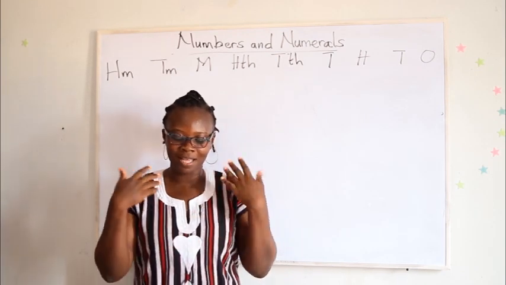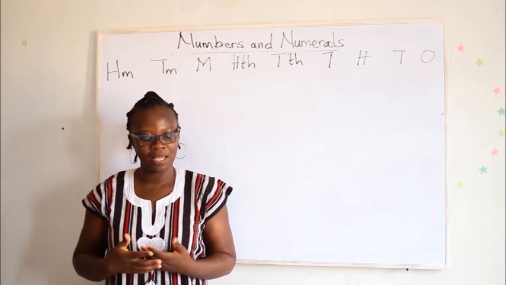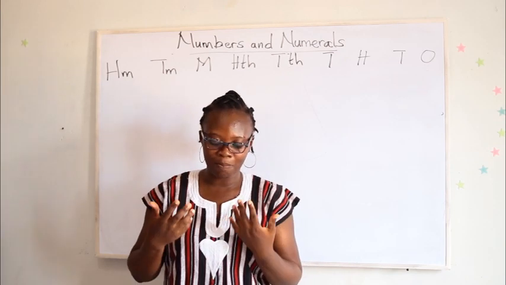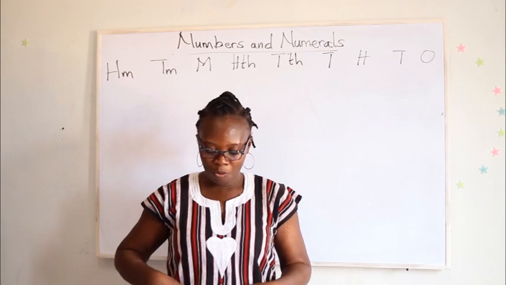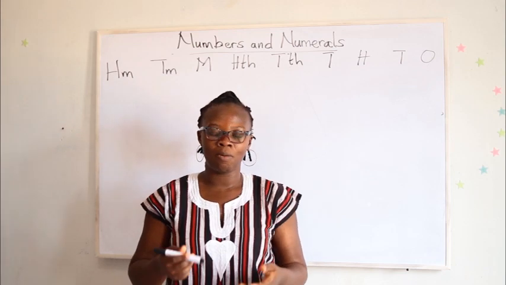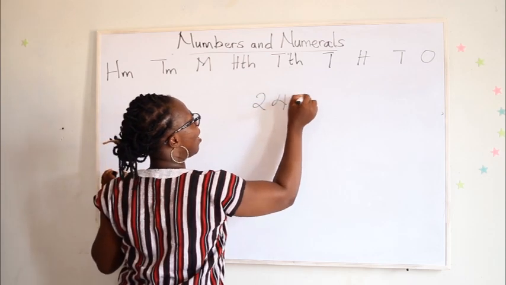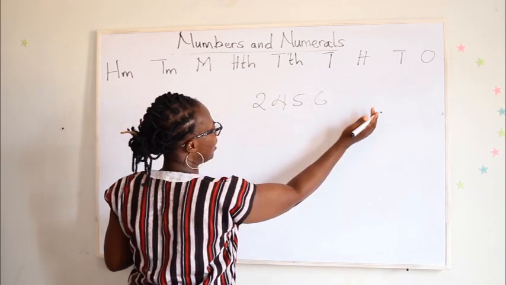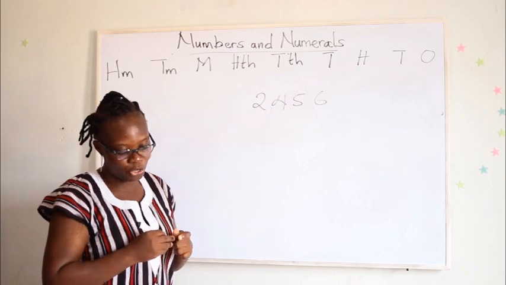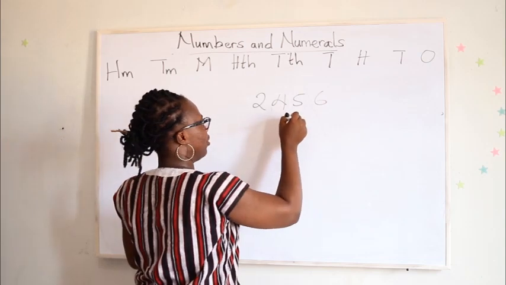So we are still looking at numbers and numerals. In our previous lesson, we made mention of the system of numerals called the decimal system, which is in base 10. We also made mention that a standard form of a number is separated by 3 digits. So if I write 2, 4, 5, 6, it's separated by 3 digits from the right to the left. So you count 1, 2, 3. These 3 digits, we call what? The period.